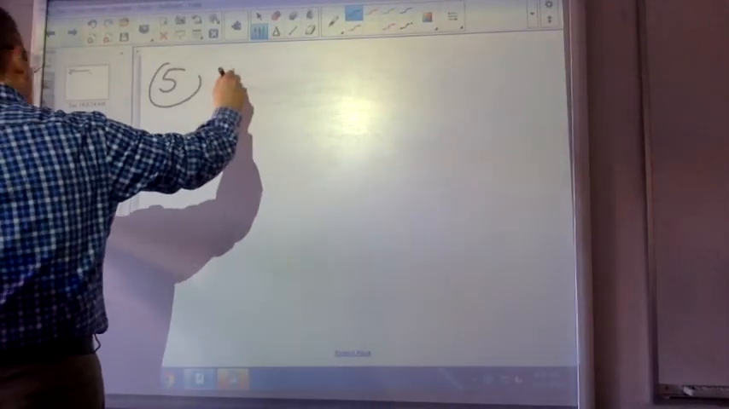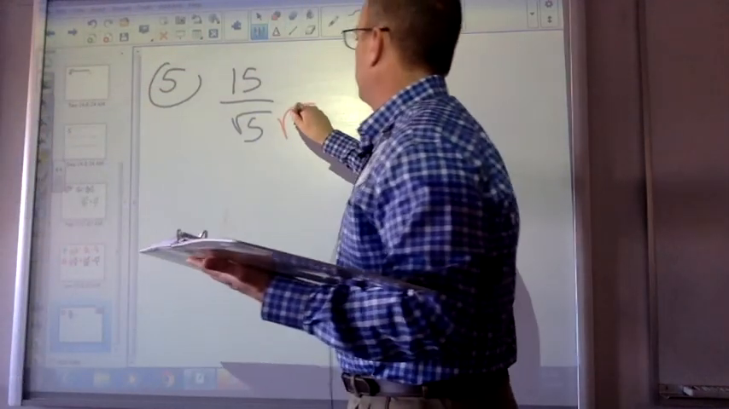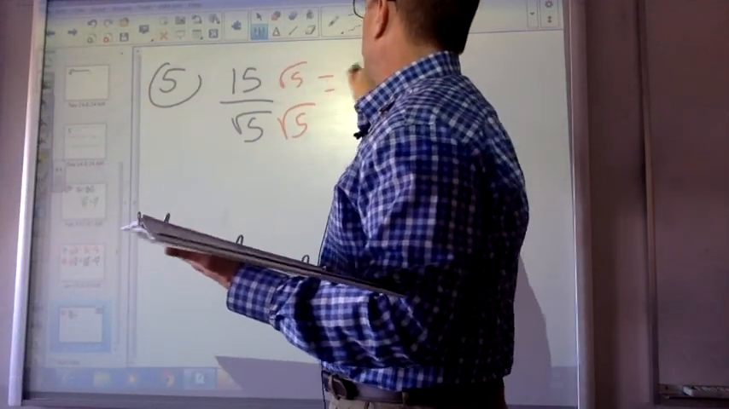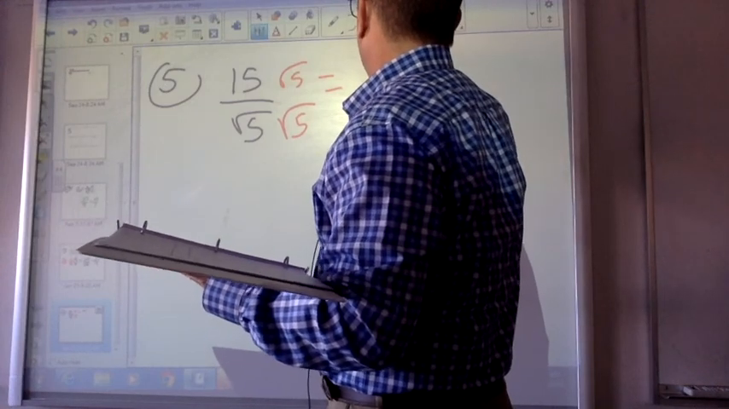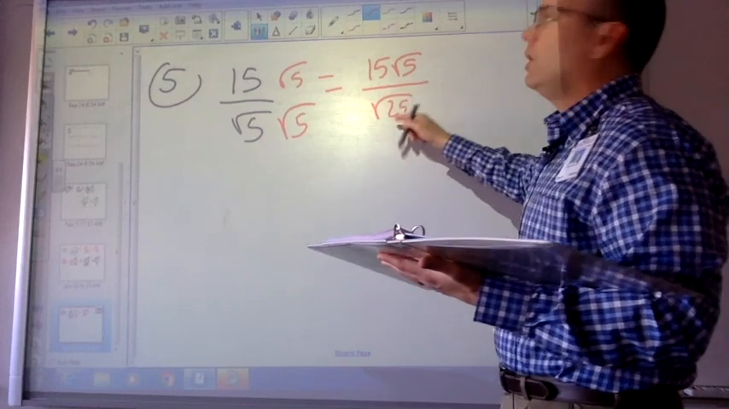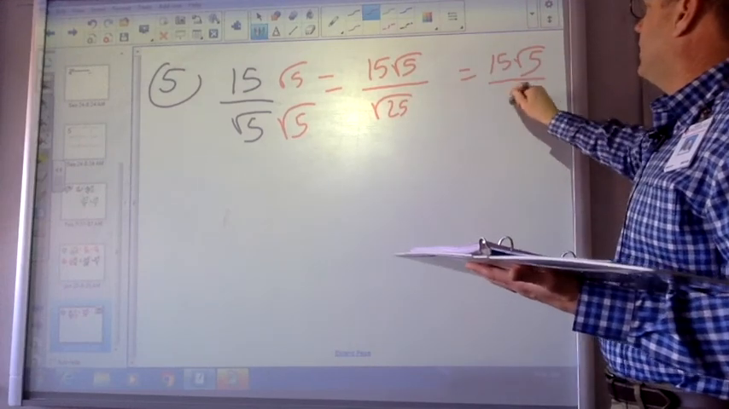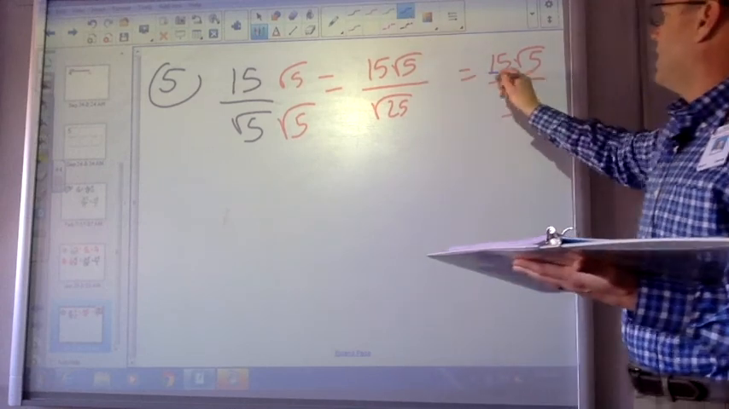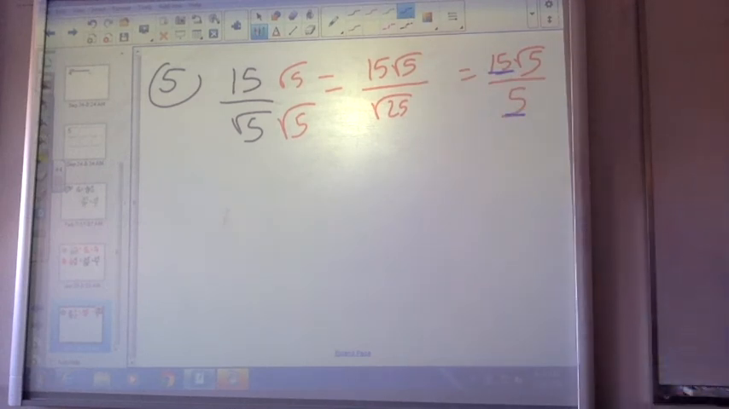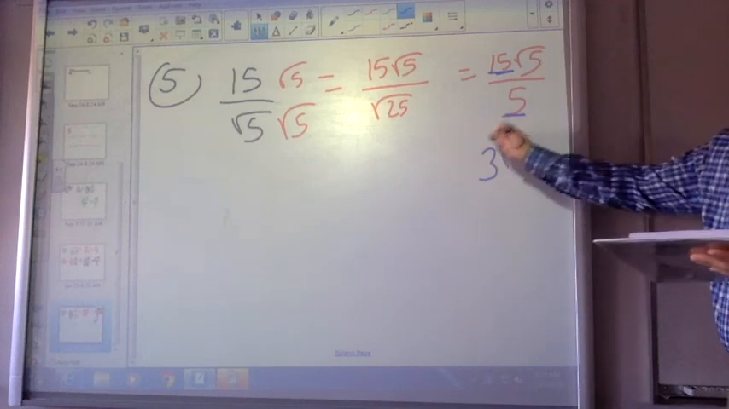Number 5, we have 15 over square root 5. Multiply top and bottom by root 5 and root 5. So on top I get 15 square root 5. Bottom I get square root 25. Square root 25 is 5. And then on this one you do have to reduce it. Outside to outside, 15 over 5 reduces to 3, and then the root 5 comes along for the ride.